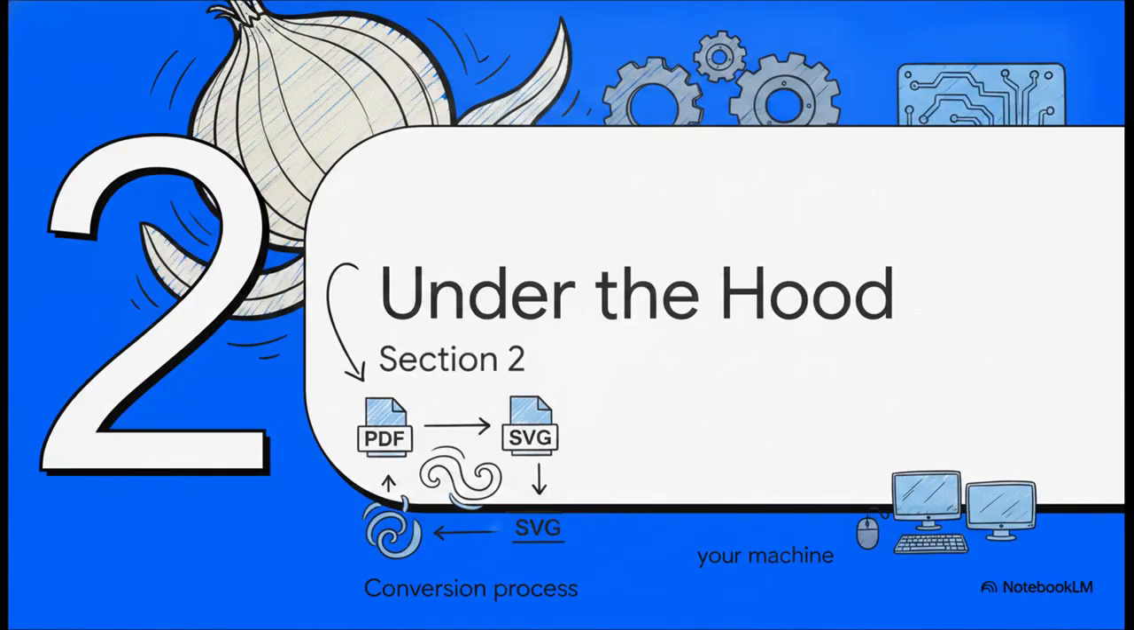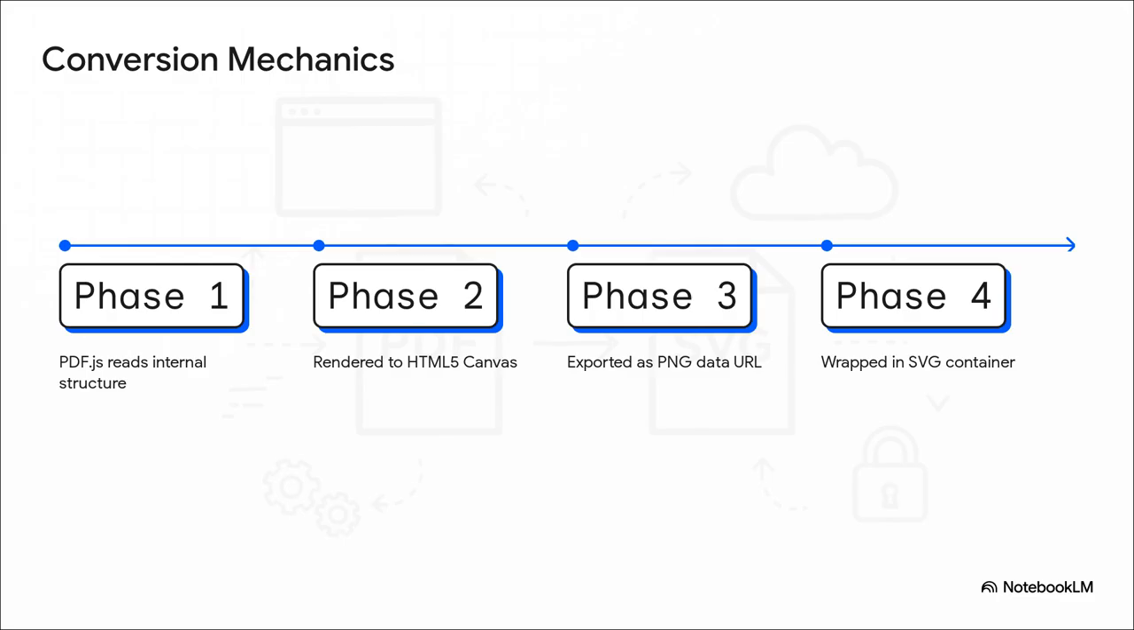Moving right along to Section 2, under the hood mechanics. So what's actually happening when you drop your PDF into the tool? The data flow is honestly brilliant. Phase 1 kicks off by using Mozilla's open source library pdf.js to read the file's internal structure right there in your browser's memory. In Phase 2, pdf.js interprets the vector graphics and text and then renders them onto an invisible HTML5 canvas element. Next, in Phase 3, that canvas is exported as a super high-quality PNG data URL. And finally, Phase 4 wraps that rendered image perfectly inside an SVG container. It's basically a brilliant little automated assembly line running entirely in the background of your browser.